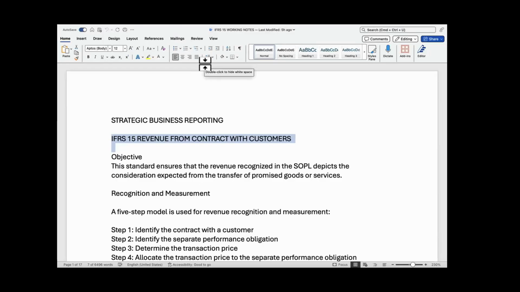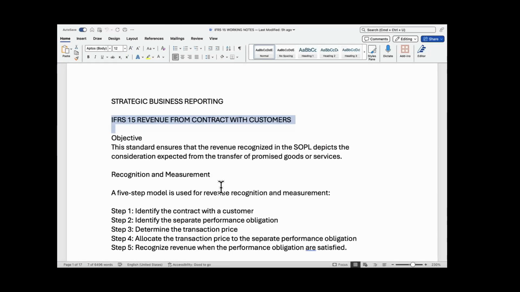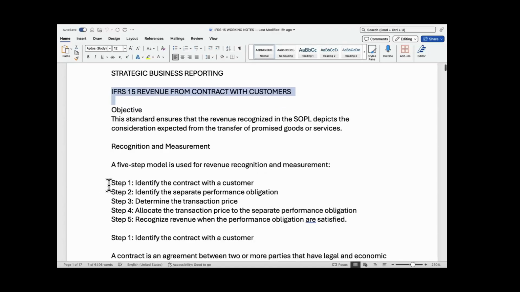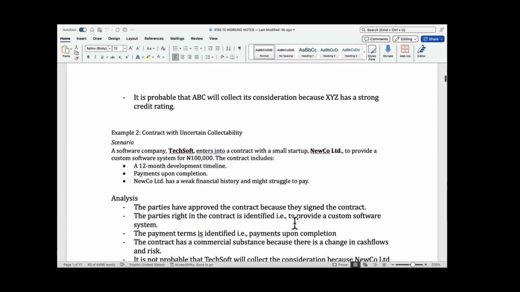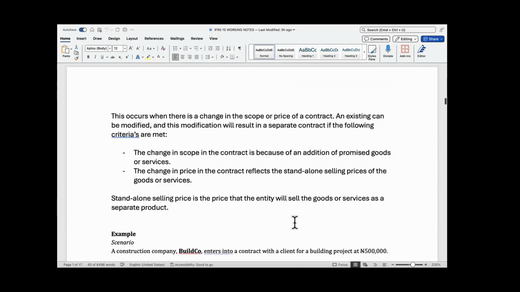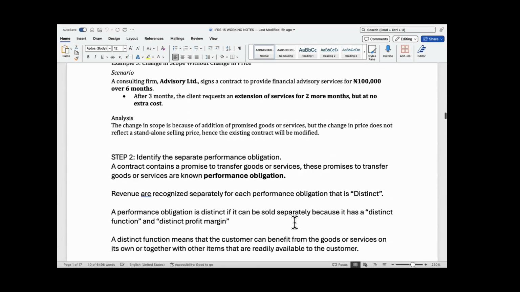Everything you are learning is towards ensuring that the amount you recognize as revenue depicts the consideration expected from the transfer of goods or services. We looked through the 5-step model for revenue recognition, that before you can recognize revenue, these 5 steps must be present. And it took us almost 2 classes to critically look at all of it. Now your duty is to ensure you listen to the video, you revise, and make IFRS 15 part of you.